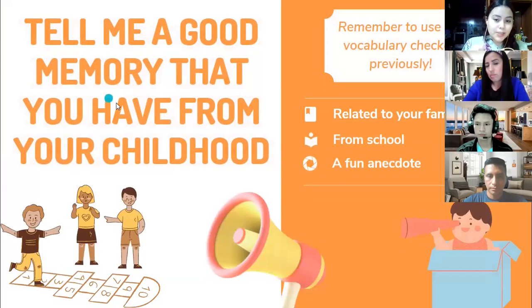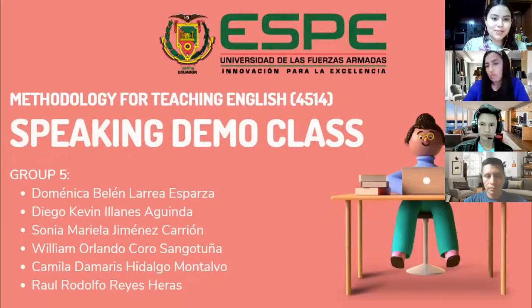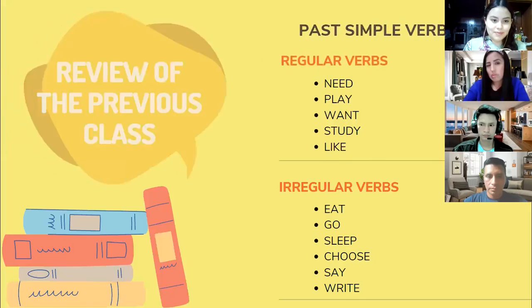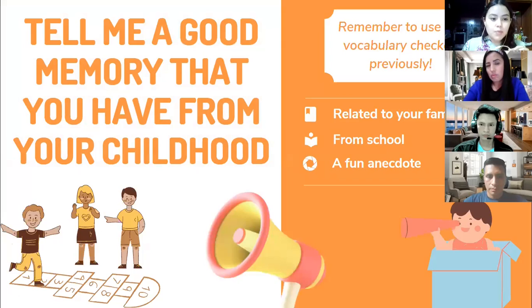Here we have a short speaking activity. Tell me a good memory that you have from your childhood. Remember to use the vocabulary checked previously. It could be related to your family, from school, or a fun anecdote, okay? So who would like to start? I am going to go first, okay?